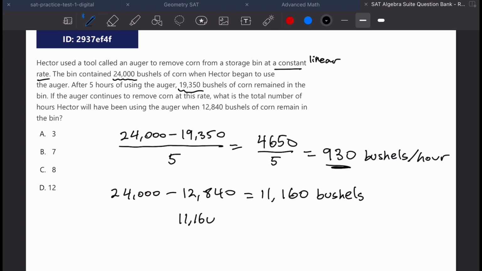So 11,160 divided by 930. This cancels out. And I will just put this into the calculator. We get 12. So 12 hours of work was needed to get from 24,000 bushels to 12,840 bushels. So our final answer is D.